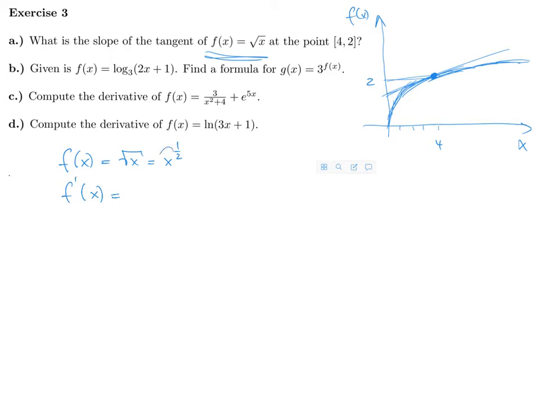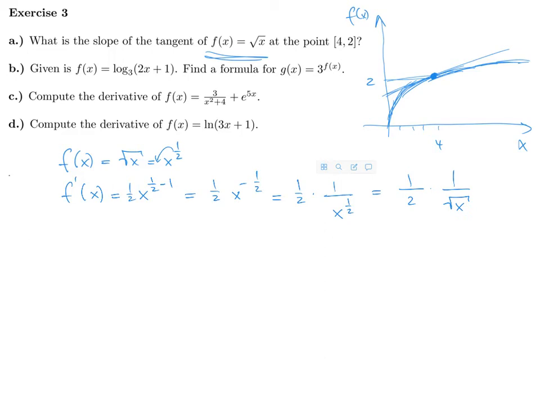The exponent comes as a factor in front of the term, and the exponent gets reduced by 1. So this is equal to 1/2 times x to the 1/2 minus 1, which is -1/2, or we could write this as 1/2 times 1 divided by x to the 1/2, or 1/2 times 1 divided by square root of x. Square root is nothing else than to the power of 1/2. Okay, so this is the slope in any point x.